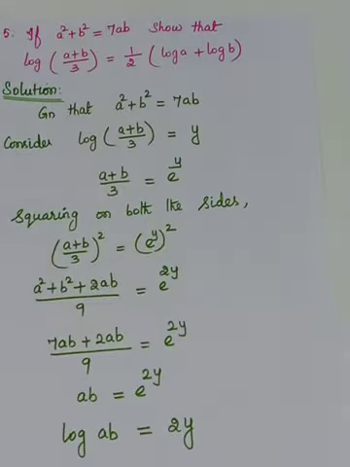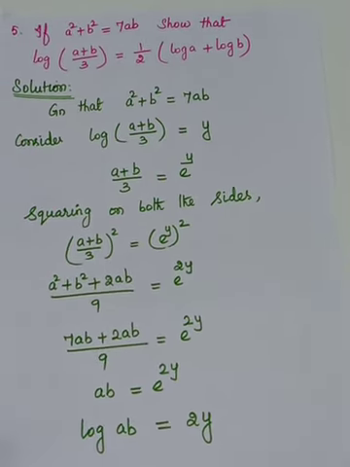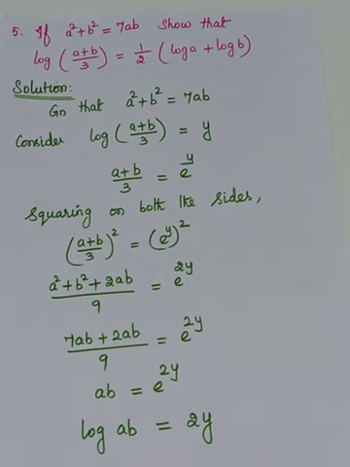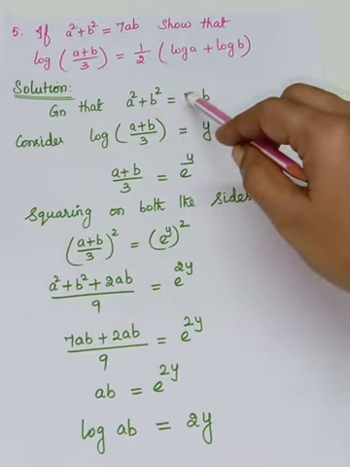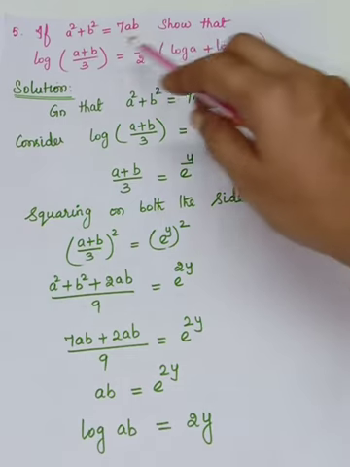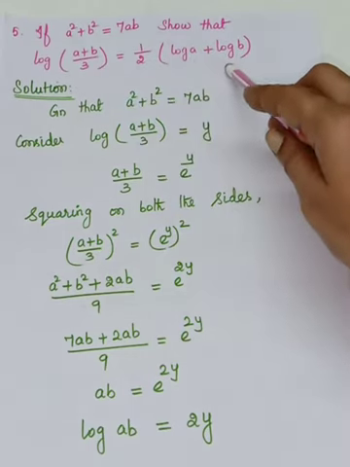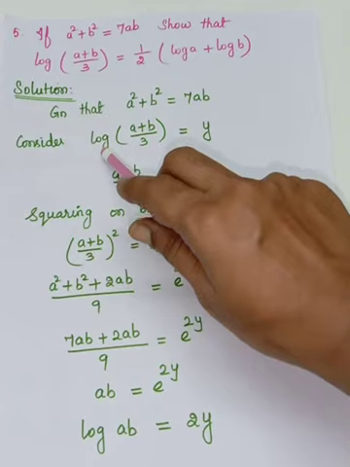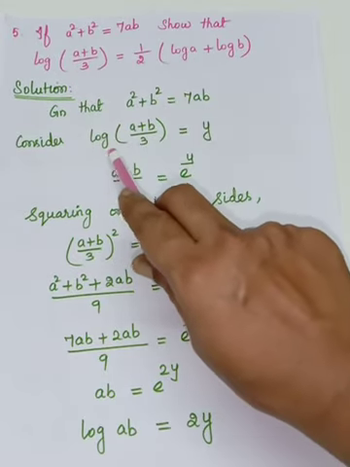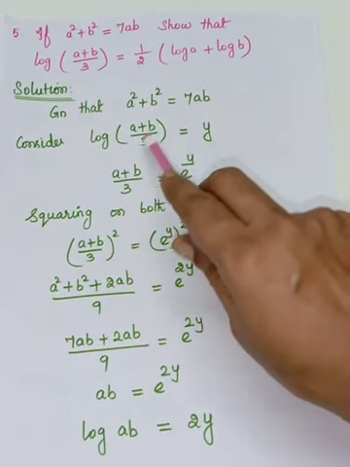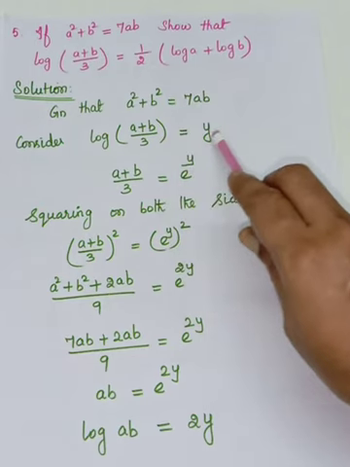Okay, come to problem number 5. If a squared plus b squared is equal to 7ab, show that log of (a plus b) by 3 is equal to half into (log a plus log b). What is the given result? a squared plus b squared is equal to 7ab. You have to show the left hand side is equal to the right hand side. So you consider the left hand side. What you are having? Log of (a plus b) by 3. So that I have taken as y.